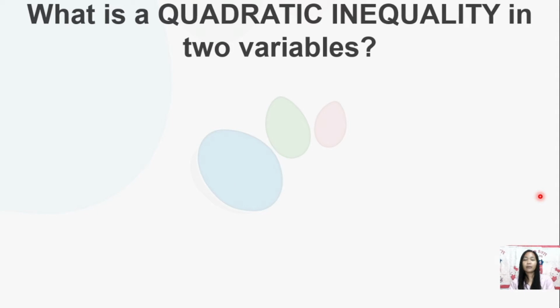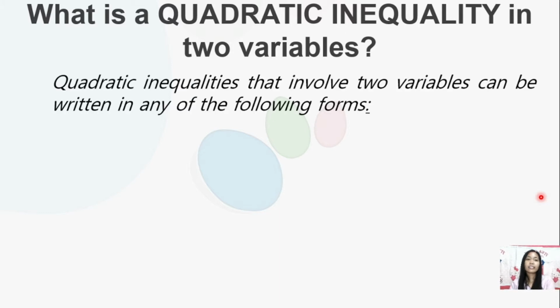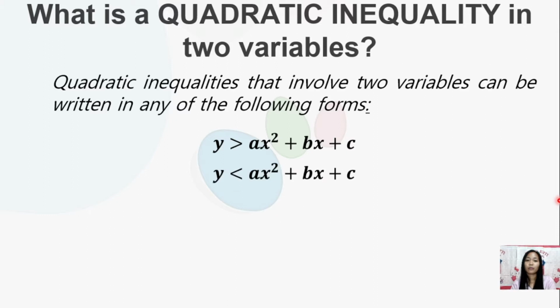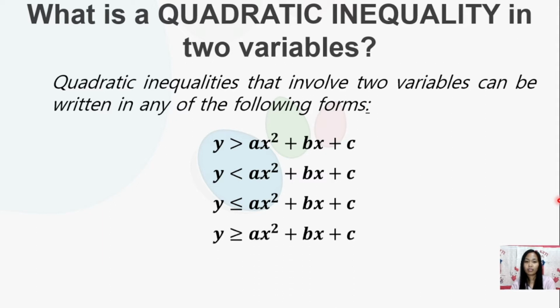What is a quadratic inequality in two variables? Quadratic inequalities that involve two variables can be written in any of the following forms. First, y is greater than ax squared plus bx plus c. We could also have y is less than ax squared plus bx plus c, y is less than or equal to ax squared plus bx plus c, and y is greater than or equal to ax squared plus bx plus c.